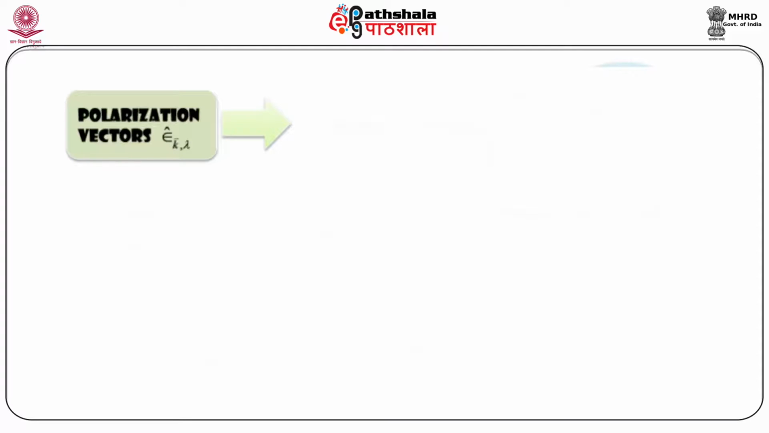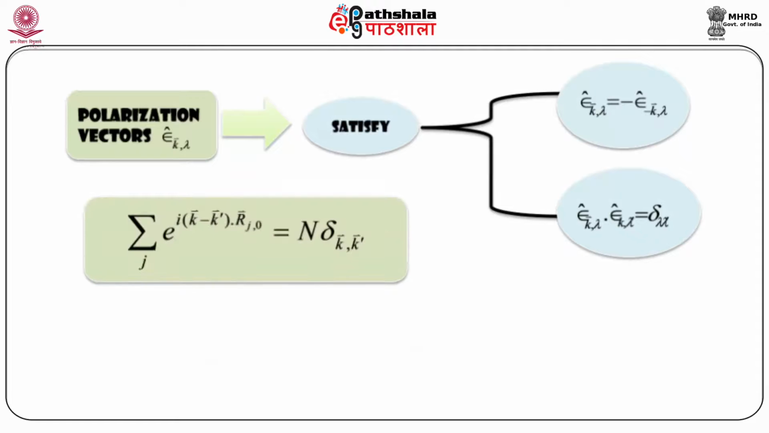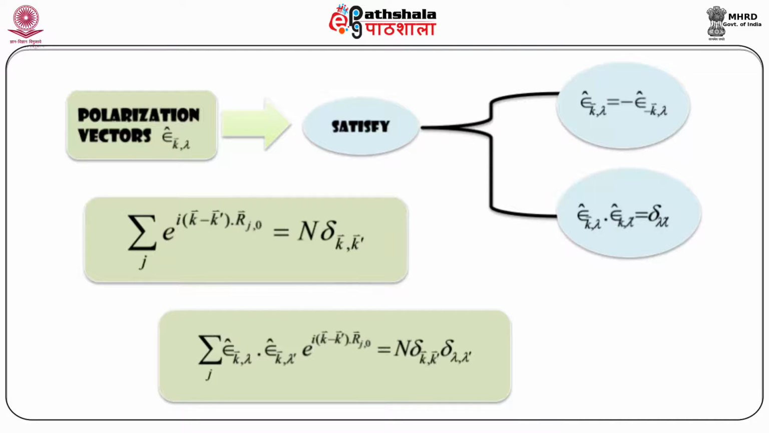The polarization vectors epsilon k lambda satisfy the following relations. That is, epsilon hat k lambda is equal to minus epsilon hat minus k lambda. That is, if you change the direction of the k vector, that is the momentum, immediately you get a negative sign in front of that. And epsilon hat k lambda dot epsilon hat k lambda prime is equal to delta lambda lambda prime. Also, summation over j e raised to power i k minus k prime dot rj0 is equal to n times delta k k prime. Here let me recollect that this rj0 is nothing but the position of the jth ion in the equilibrium position, that is without any perturbations, like it is in the ground state, which is undisturbed. And the summation over j epsilon k lambda dot epsilon k prime lambda prime into e raised to power i k minus k prime dot rj0 is equal to n multiplied by delta k k prime delta lambda lambda prime.